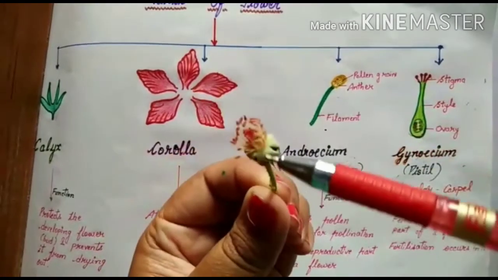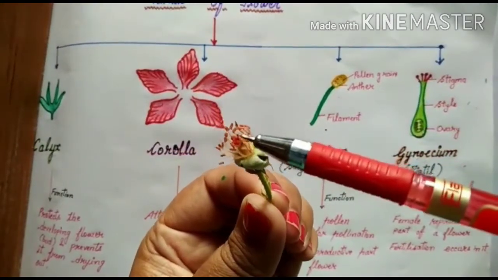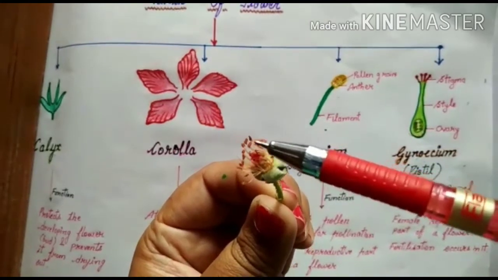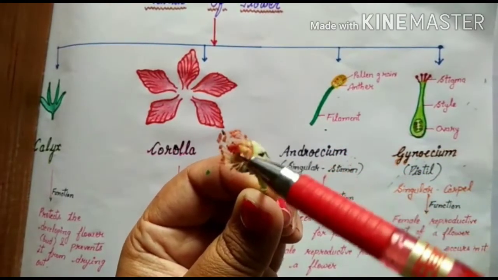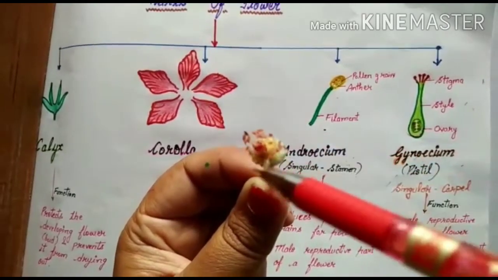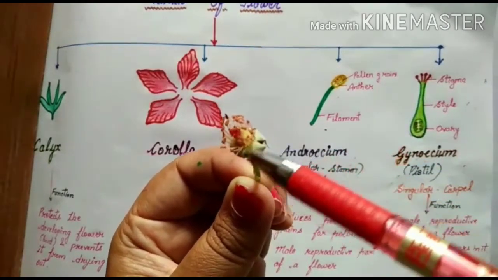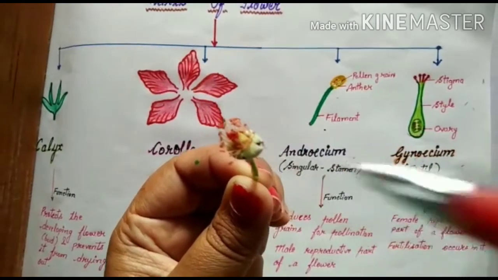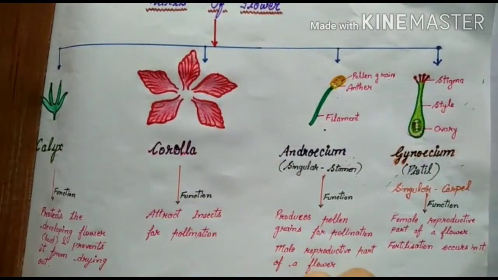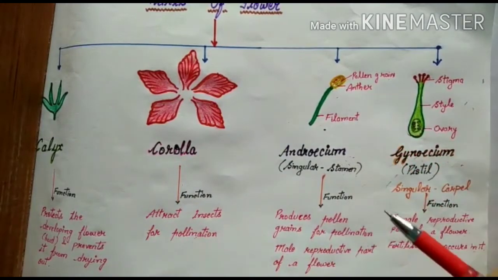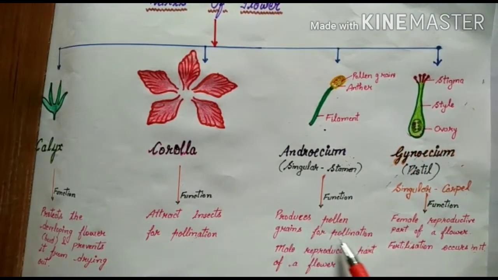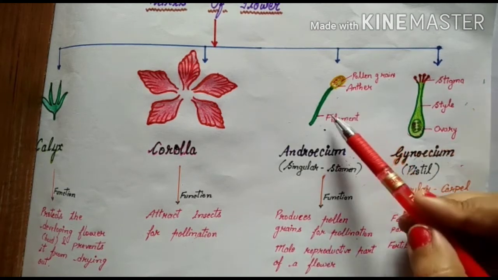So the thread-like structure is known as filament and the upper structure is called anther, and this anther contains pollen grains. These structures which you can see are the male reproductive part of this flower, and this is called androecium. So what is the function of androecium? It produces pollen grains for pollination. Pollination is the first step of the process of reproduction in plants. It is the male reproductive part of a flower.